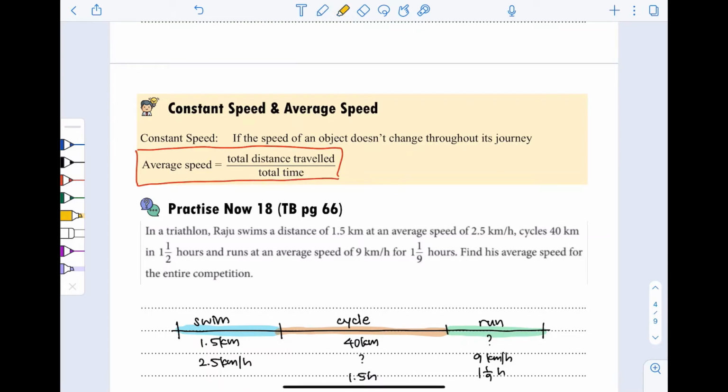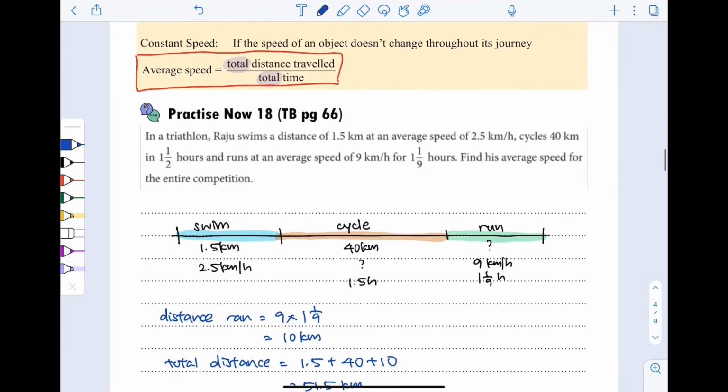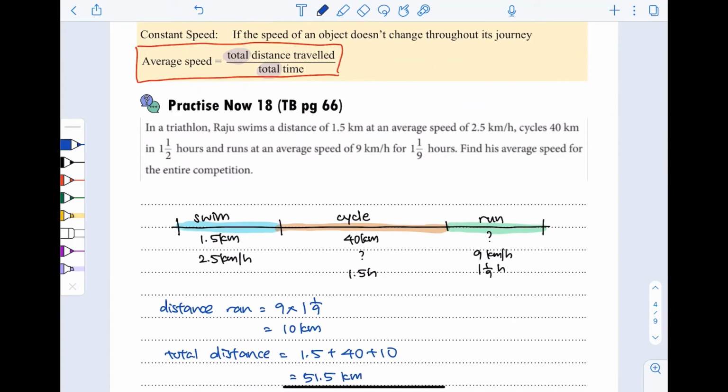I want to emphasize the word total over here because that is crucial in this formula. But before that, let us look at a certain question first. Let's take a look at Practice Now 18 of textbook page 66.